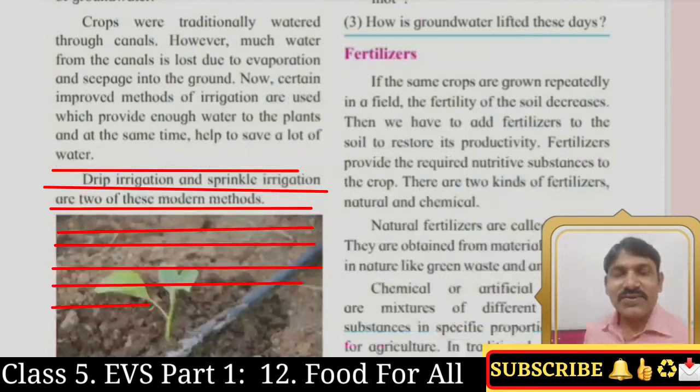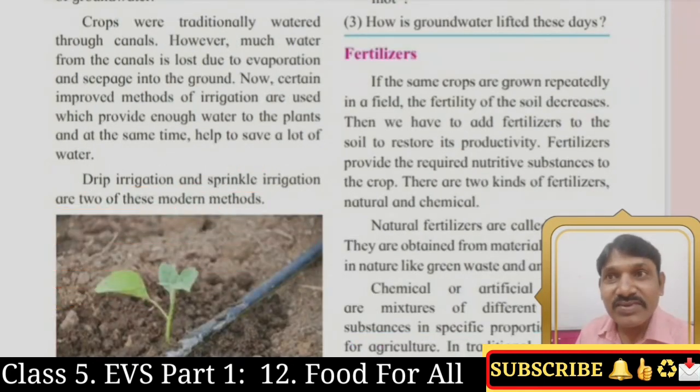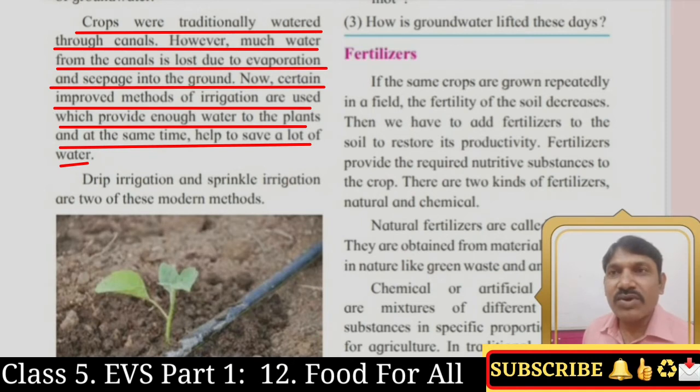Very good. Students, let's have more information. Crops were traditionally watered through canals. However, much water from the canals is lost due to evaporation and seepage into the ground. Now certain improved methods of irrigation are used which provide enough water to the plants and at the same time help to save a lot of water.